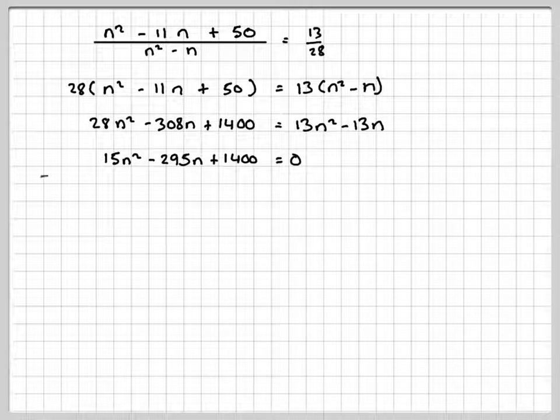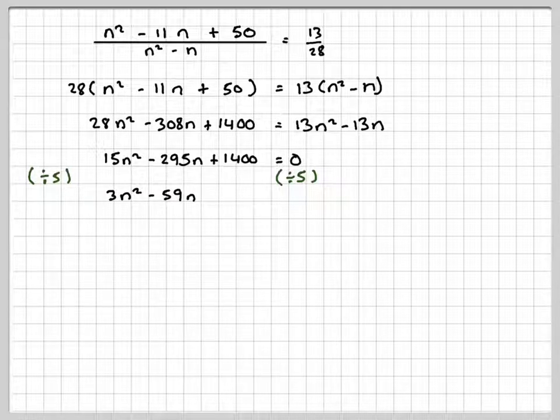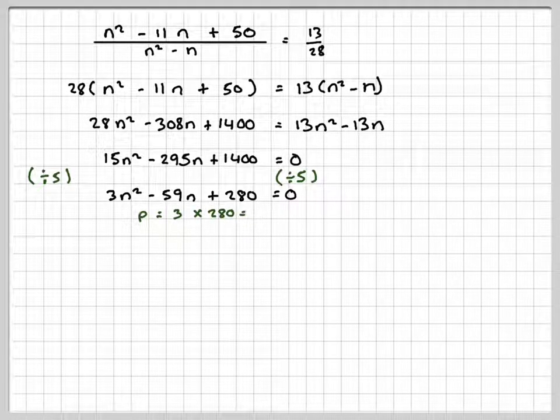These are all at least divisible by 5. So dividing by 5, we get 3n squared minus 59n plus 280 is equal to 0. Now, because we know n must be an integer, this does actually factorize. So you can actually do the product, but it's going to lead to big numbers. 3 times 280, which is 840. The sum is minus 59.